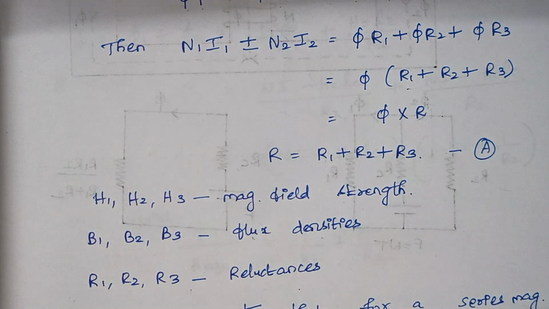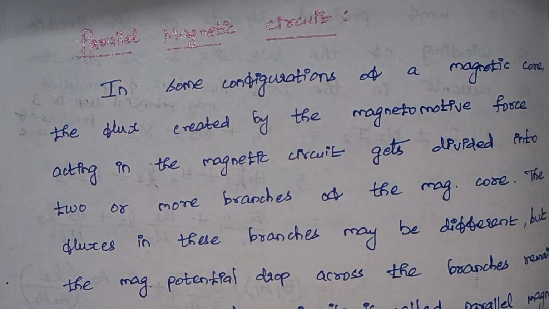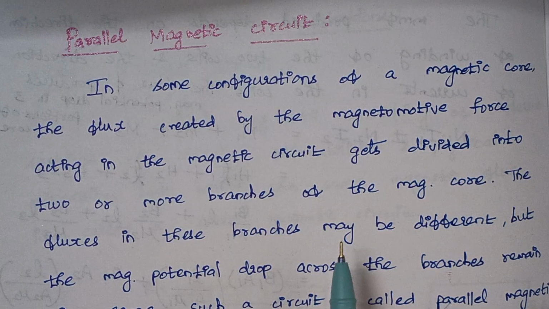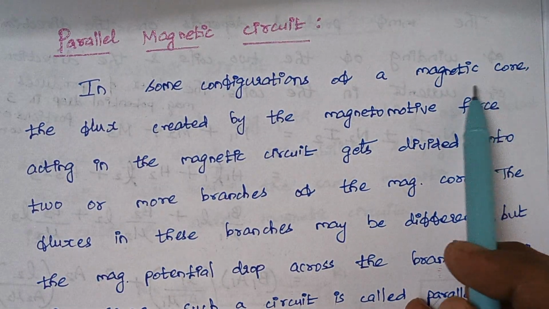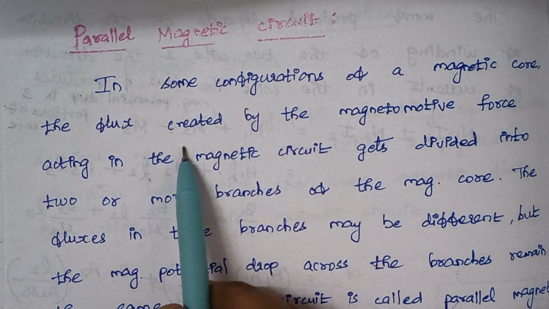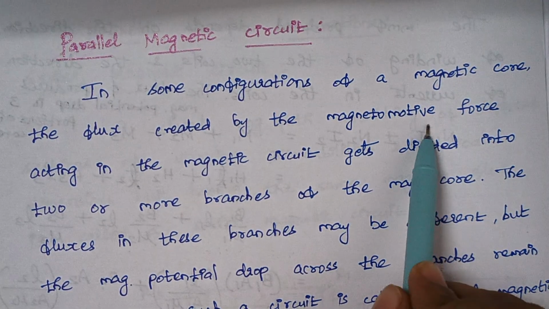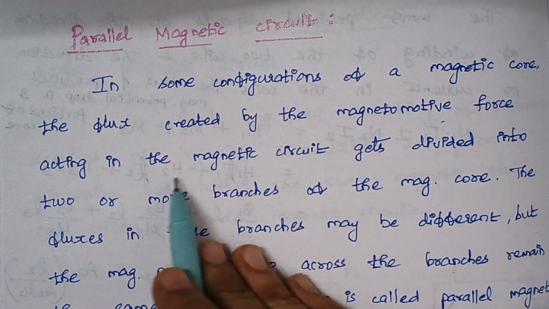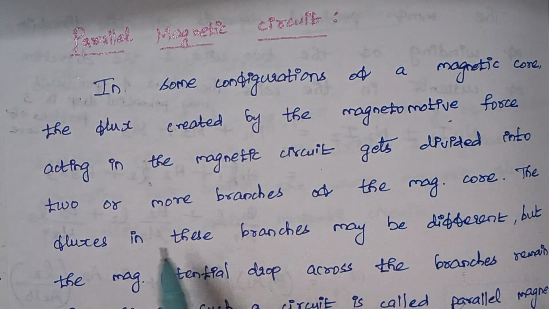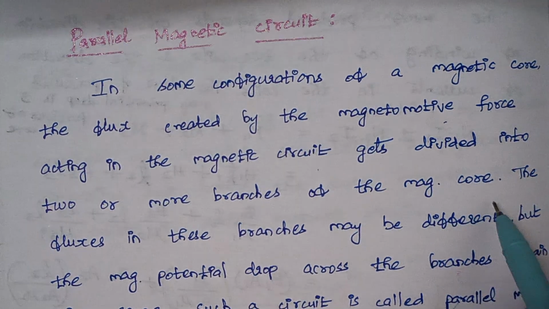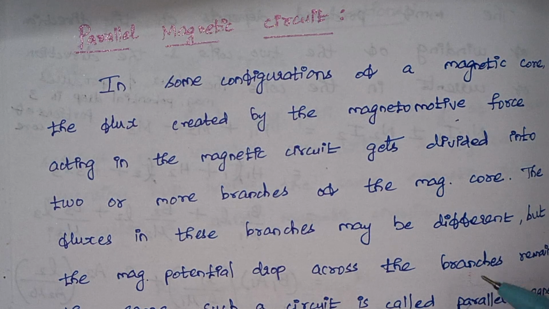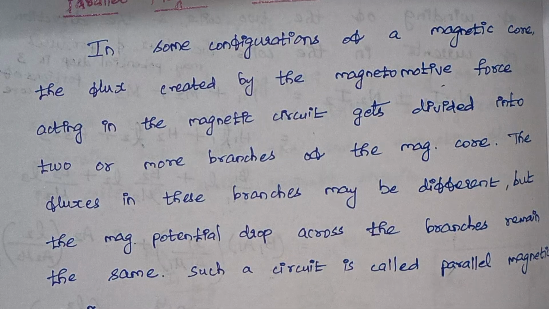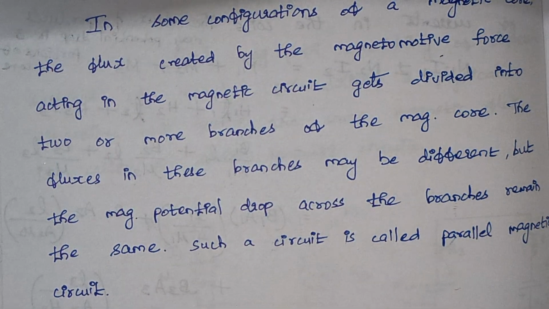Now we move to the parallel magnetic circuits. Again you see there is a magnetic core, and the flux is produced in the core due to the magnetomotive force. But this magnetomotive force acting in a magnetic circuit gets divided into two or more branches of the magnetic core. So the fluxes in these branches may be different, but the magnetic potential drop across the branches remains the same. This is known as a parallel magnetic circuit.